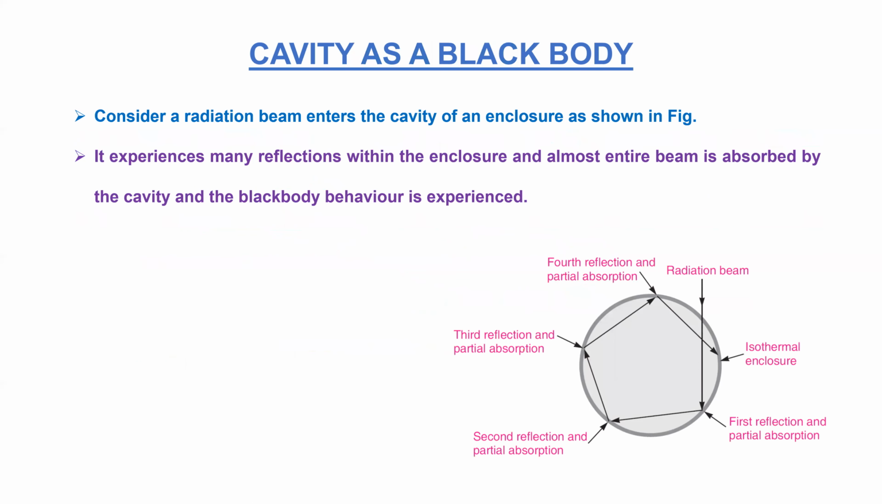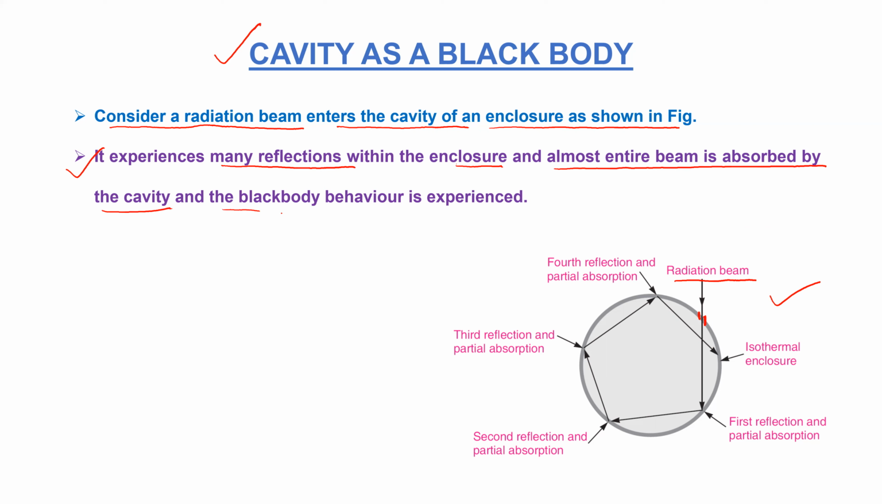Now we can take the case of a cavity as a black body. Now you can see a cavity here. Consider a radiation beam entering the cavity of an enclosure as shown in the figure. There is a very small hole through which the radiation beam is entering this cavity. It experiences many reflections within the enclosure and almost the entire beam is absorbed by the cavity, and black body behavior is experienced. So what does this mean?